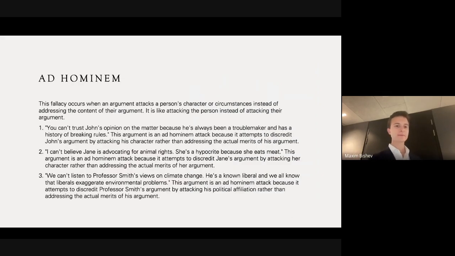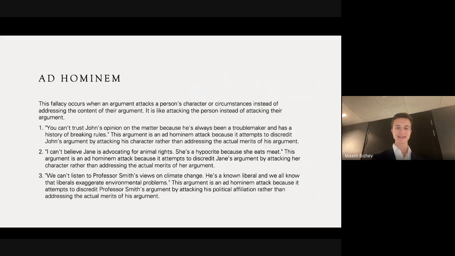Okay. Ad hominem, one of my favorite fallacies, involves attacking the person's character directly. And this is really great because you don't have to think very hard. You just attack them. I've been the victim of this, and I myself have done it as a joke. But highly recommend with friends. Don't recommend in a professional context. You can't trust John's opinion because he's always a troublemaker and has a history of breaking rules. I can't believe Jane is advocating human rights. She's a hypocrite because she eats meat. We can't listen to Professor Smith's views on climate change. He's a known liberal, and we all know that liberals exaggerate climate problems, environmental problems.